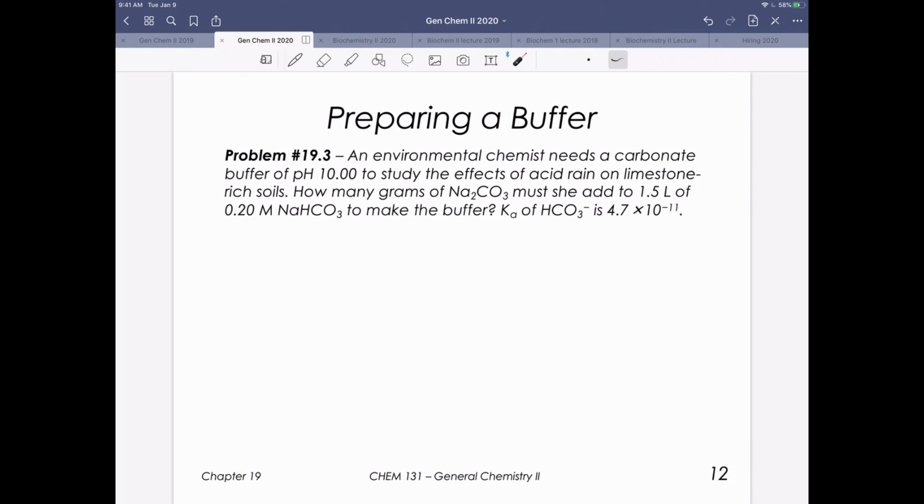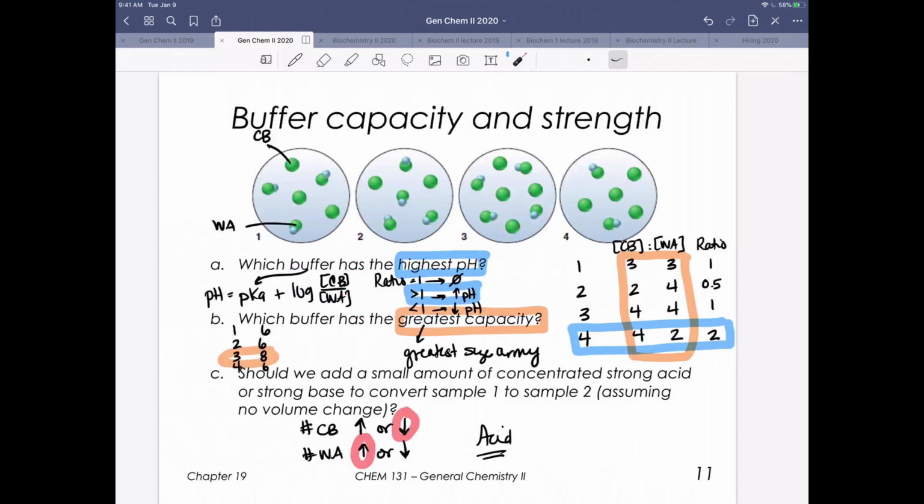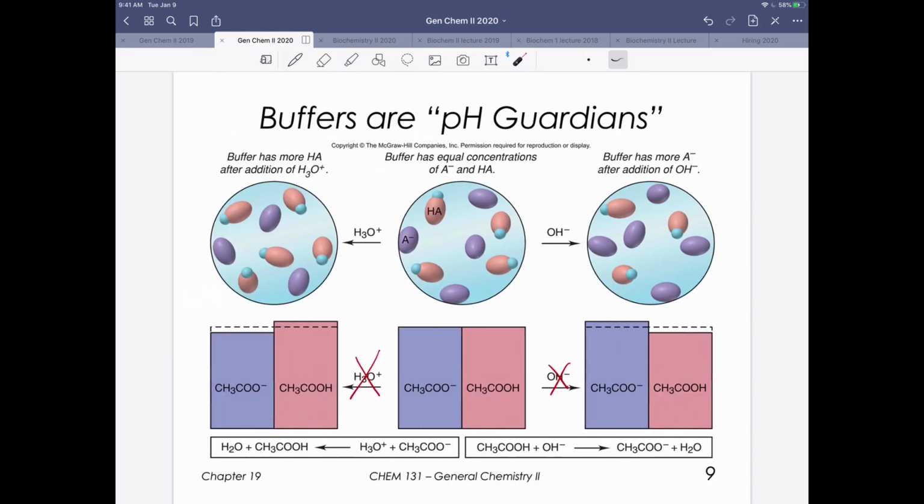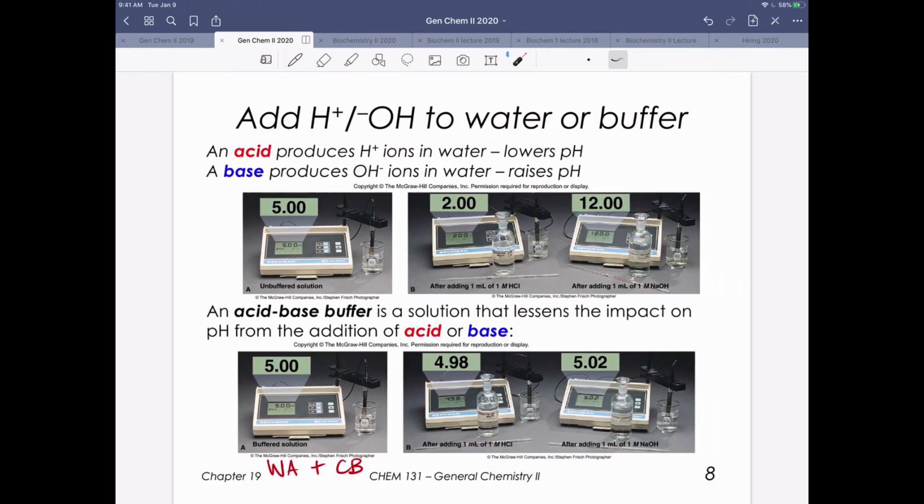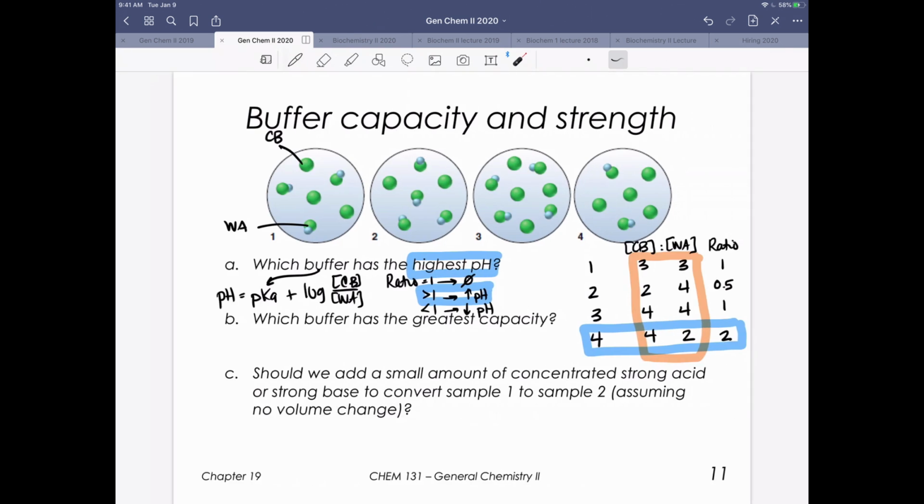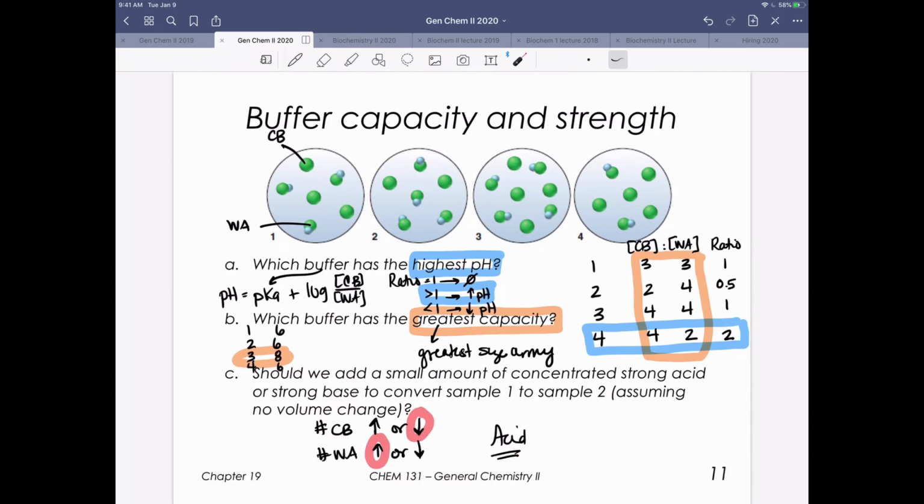The last problem here is thinking about how we prepare a buffer. Remember when we were talking about the Henderson-Hasselbalch equation? We said that there are 2 ways that you could use it. Most of the time in this chapter we're going to use it to calculate pH, but this is the time we're going to use it to calculate amounts of weak acid and conjugate base that we need to combine together to make a specific buffer.